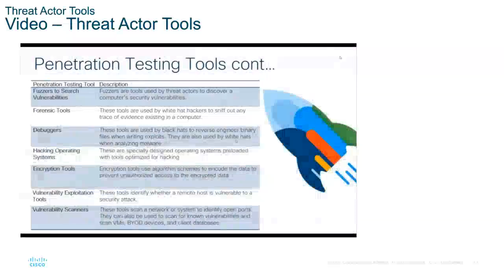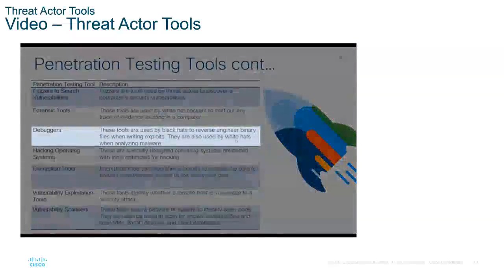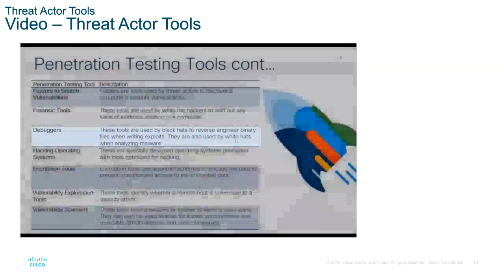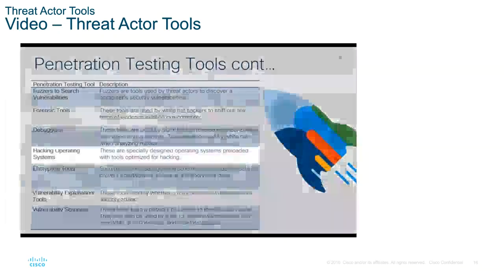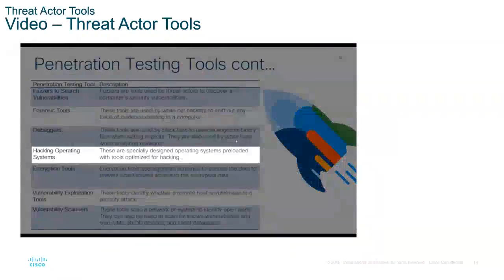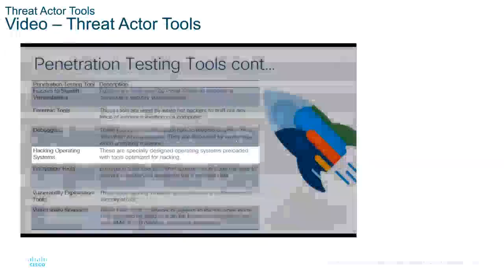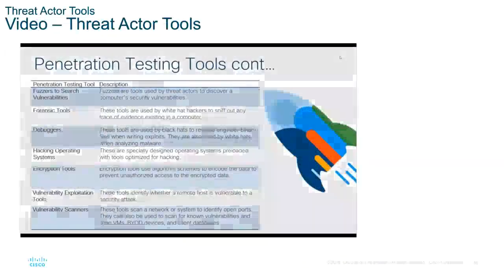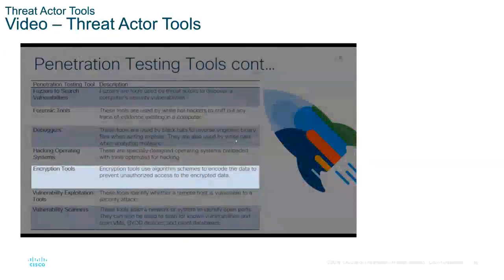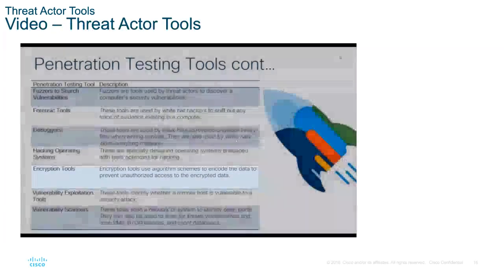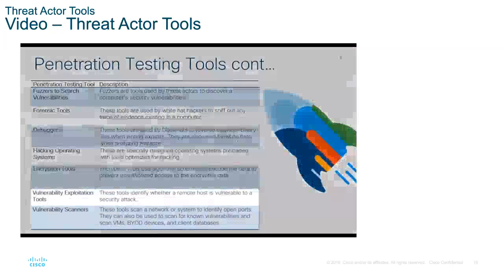You have debuggers to try to reverse engineer our binary files and when writing exploits. Pretty much a lot of the computer science behind the scenes. We can have our hacking operating systems, which include things like Backtrack and Kali. They're specially designed OSs preloaded with penetration testing tools. We have our encryption tools, which can encrypt data and make it ciphertext so it can't be read, whether the user wants their data encrypted or not, and the threat actor decides to give the key to decrypt it or not. We have vulnerability exploitation tools, which are awesome.